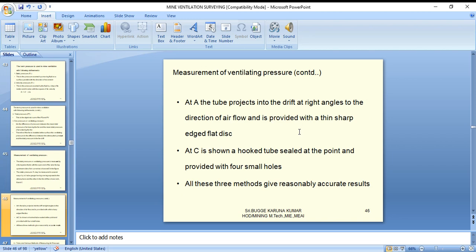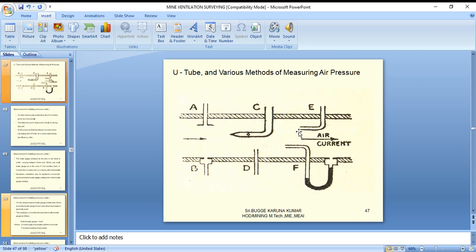Measurement of ventilation pressures. At A, the tube projects into the drift at right angle to the direction of airflow and is provided with a thin sharp-edged flat disc. At C is shown a hooked tube sealed at the end point and provided with four small holes. All these three methods give reasonably accurate results. Here I am showing the various methods of measuring air pressures using the U-tube.